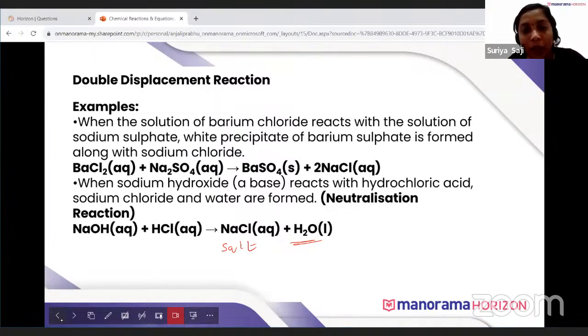Here, in both reactants, that interchange happened, right? That is why we are calling this reaction double displacement. Two times it happened. So with barium, the sulfate ion came. Similarly, with sodium, the chloride ion came. Okay. So two times displacement happens. That's why we are calling this reaction a double displacement reaction. So we are telling precipitation reaction is an example of double displacement reaction. Also, neutralization reaction is an example of double displacement reaction. Okay, now it's clear?